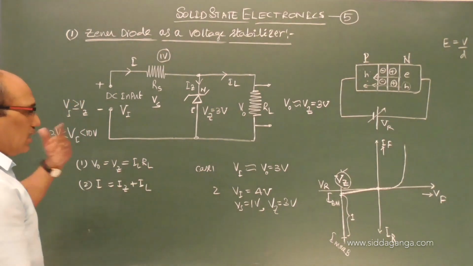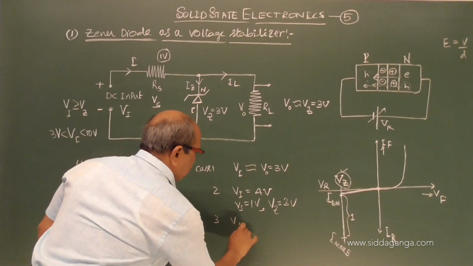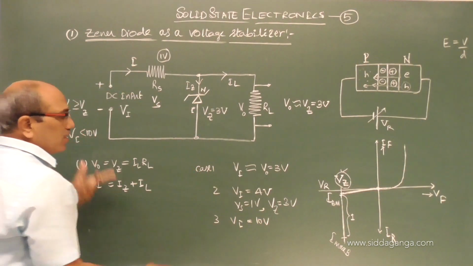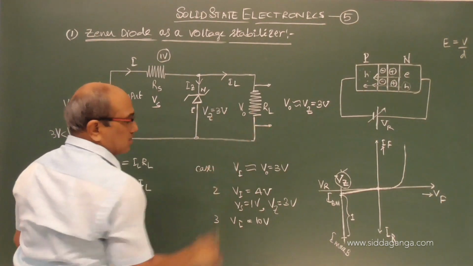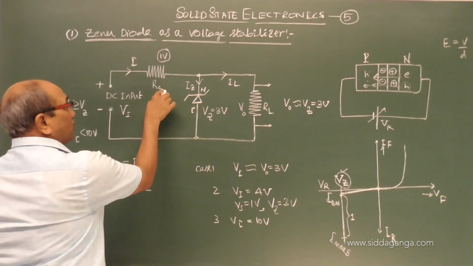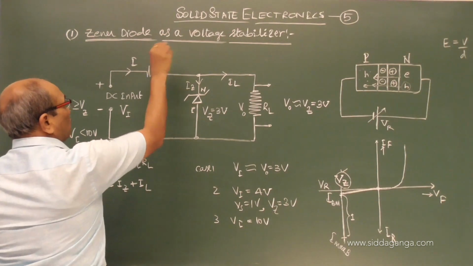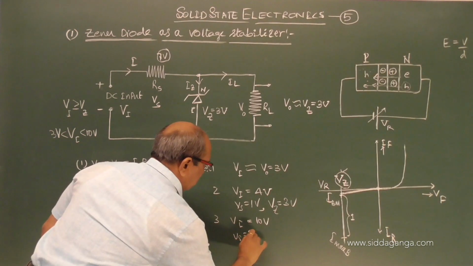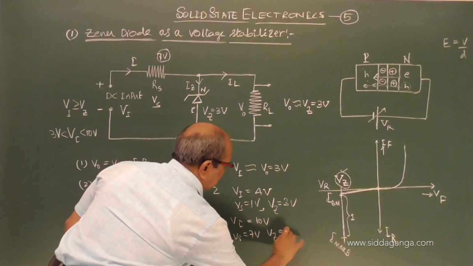Let us take case 3. If Vi is equal to 10 volt, maximum I take 10 volt. What happens now? You can see 3 volt cannot be exceeded. The remaining voltage should come here. That means 7 volt will be here and 3 volt will be here. That means Vs becomes 7 volt and Vz remains 3 volt.